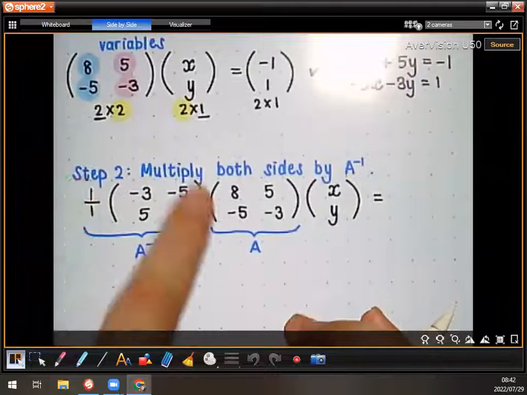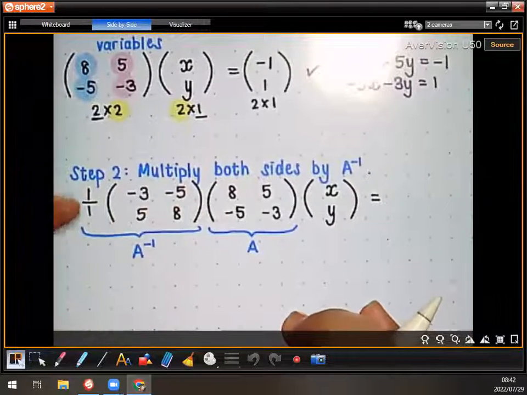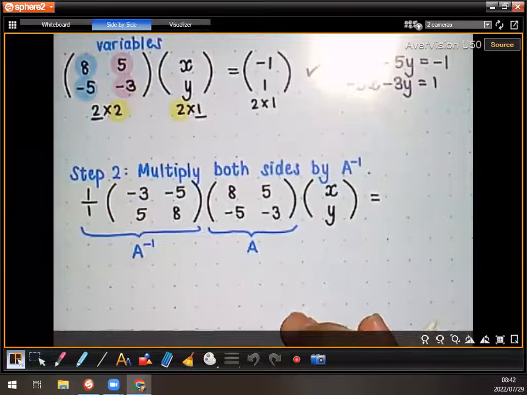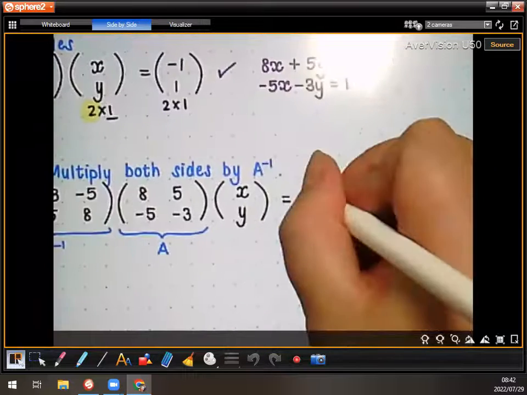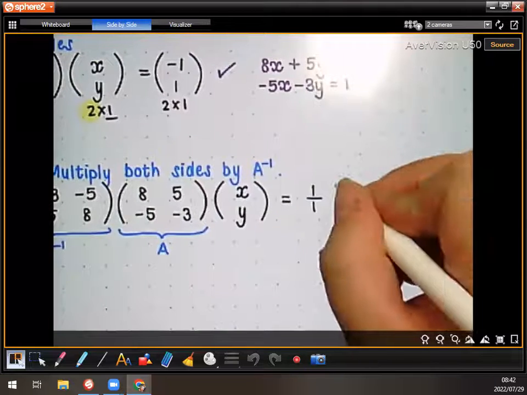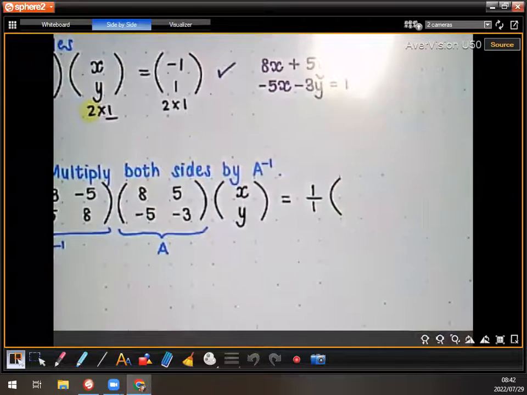So what was this again? I'm going to write it exactly as I did here. Again, guys, you don't have to write this, but because it's an example, let's do it properly, so that you know exactly what's going on. So this was 1 over 1, and then we have our bracket.